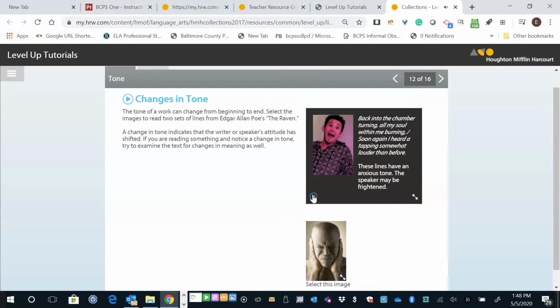"Back into the chamber turning, all my soul within me burning. Soon again I heard a tapping, somewhat louder than before." These lines have an anxious tone. The speaker may be frightened.